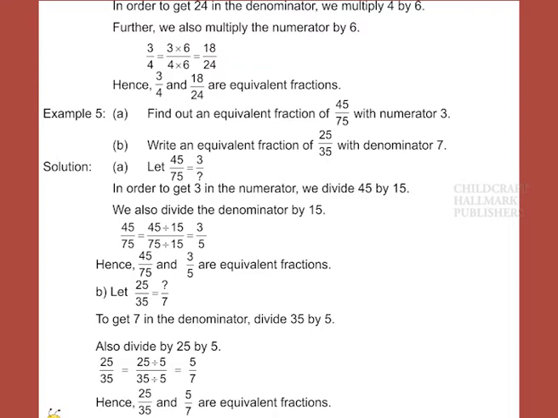Let 25 by 35 is equal to blank by 7. To get 7 in the denominator, divide 35 by 5. Also divide 25 by 5. 25 by 35 is equal to 25 divided by 5 by 35 divided by 5, is equal to 5 by 7. Hence, 25 by 35 and 5 by 7 are equivalent fractions.